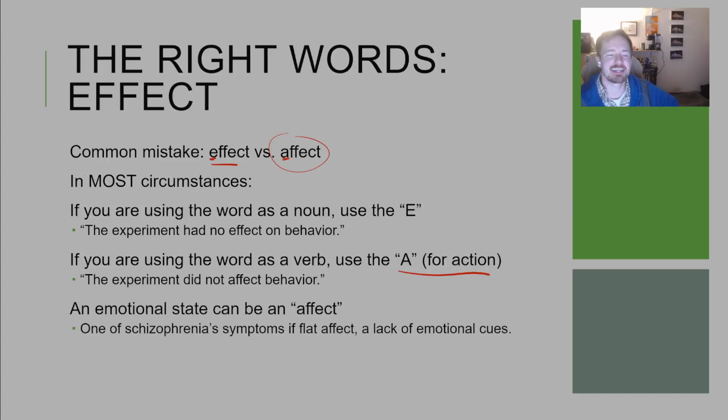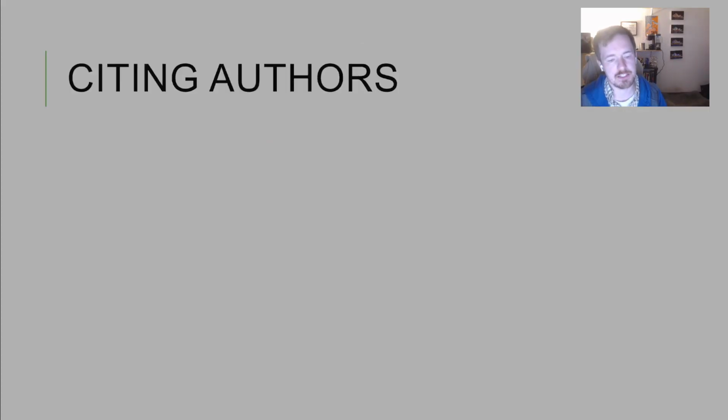The thing that I said in most circumstances is because we are psychologists, we will be talking about emotions, and so sometimes you might have different emotional states, and those are called affects. So, for example, if someone has schizophrenia, one of the common symptoms of that is what's called a flat affect, which is where they don't really have outwardly emotional responses. Or if I said, oh, you had a negative affect on your face, that means that you have a grumpy look on your face. You have a negative look on your face.